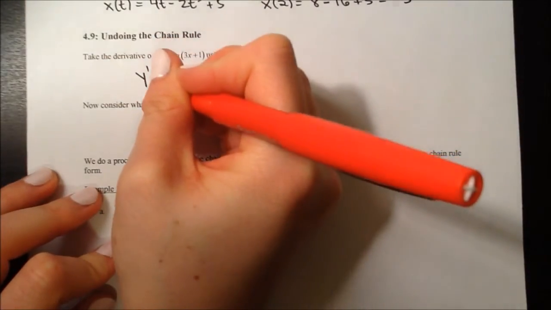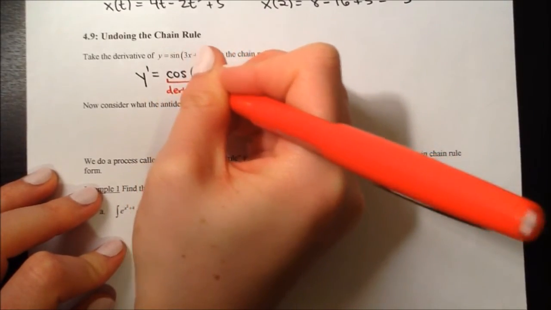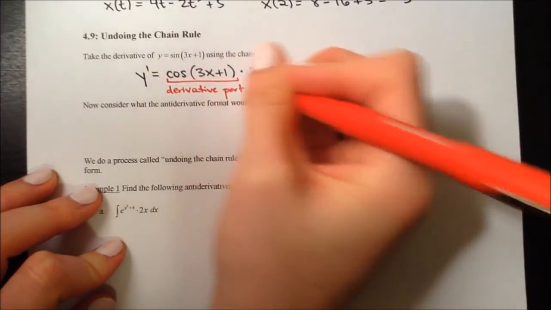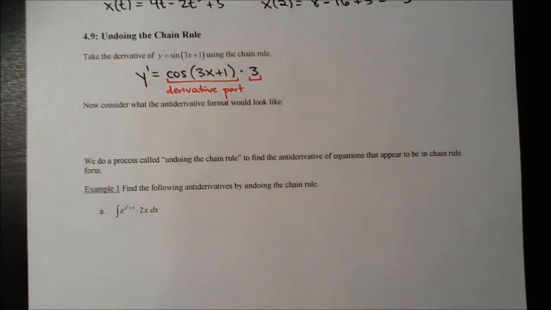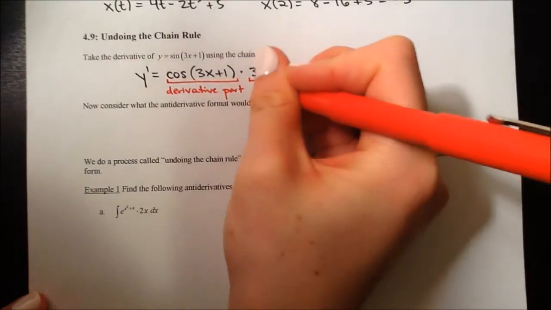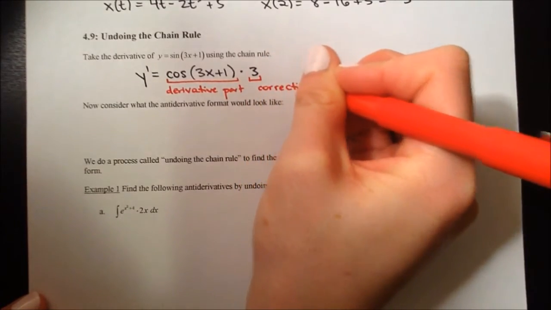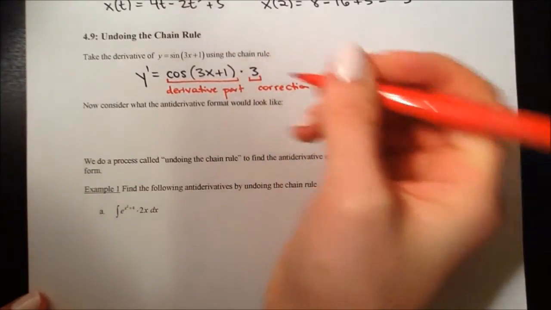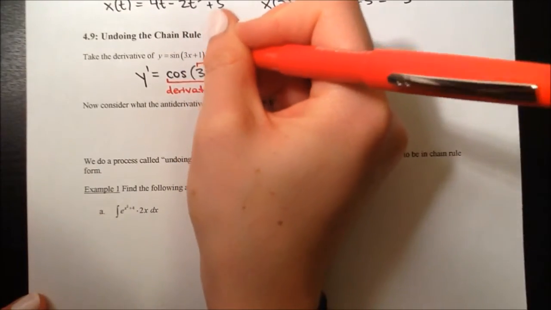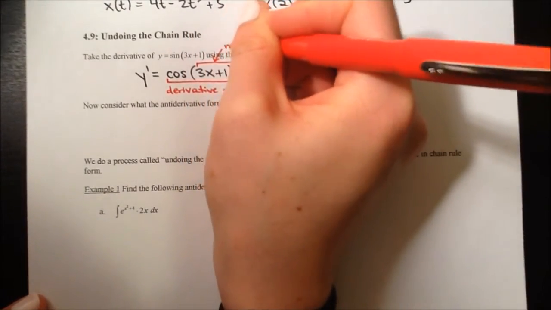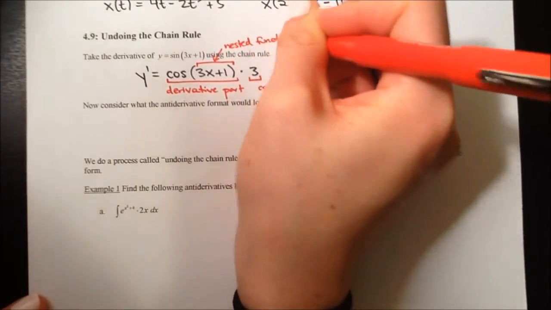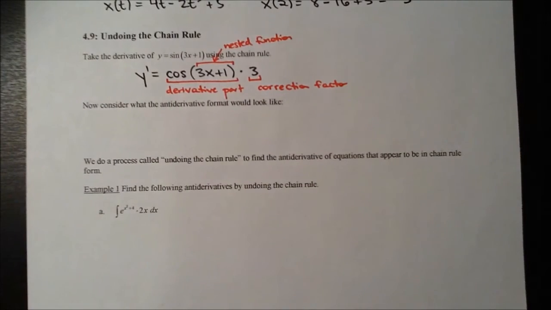So we've got the derivative part, and then the correction factor, which is the derivative of the nested function. And this piece right here is the nested function. Notice that I have brackets around this whole piece, because the whole piece is the derivative part. You just happen to have a nested function in there, and the correction factor is always the derivative of the nested function.